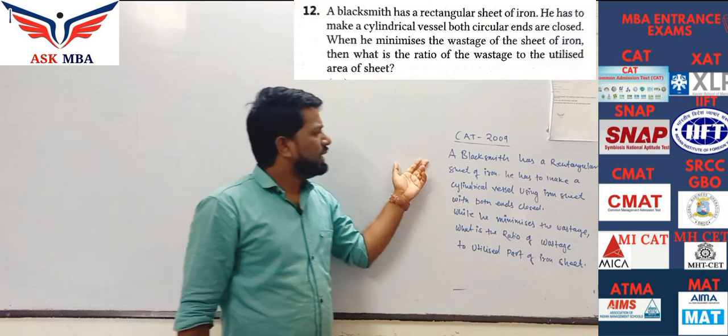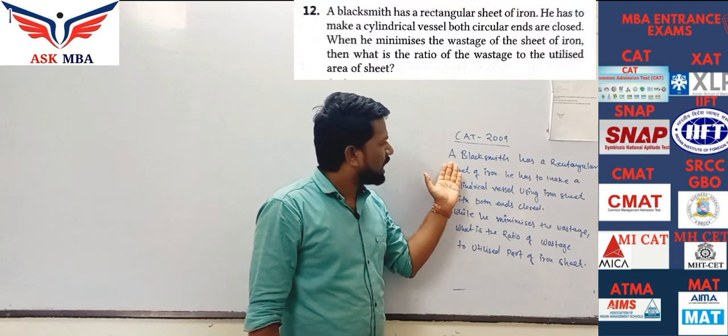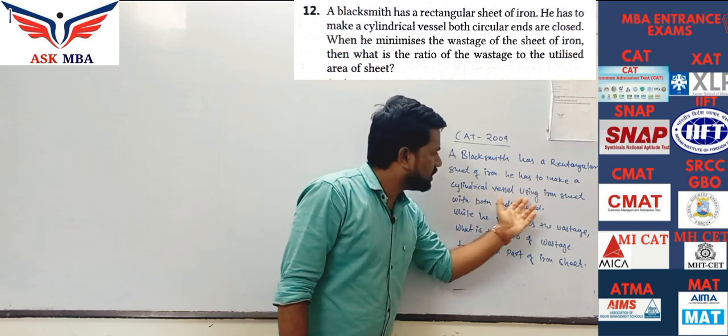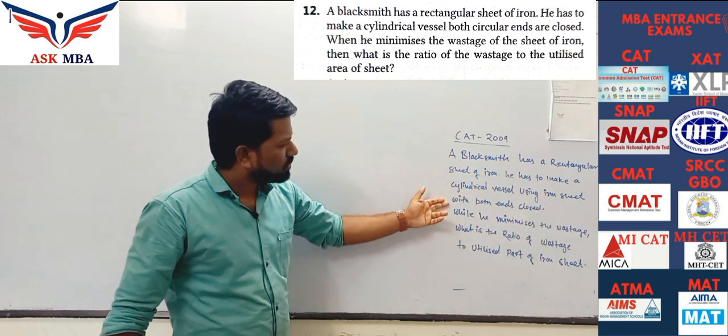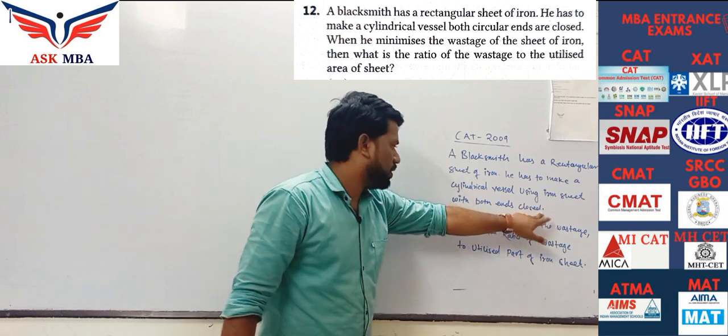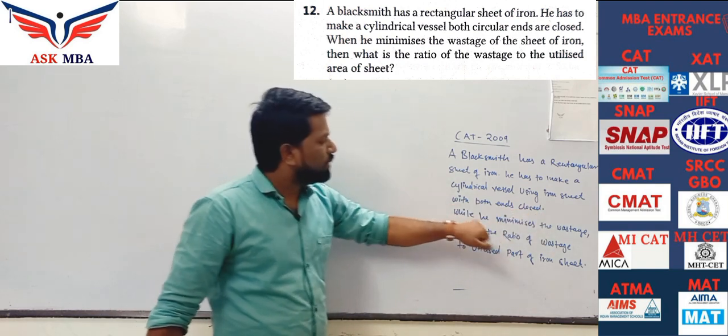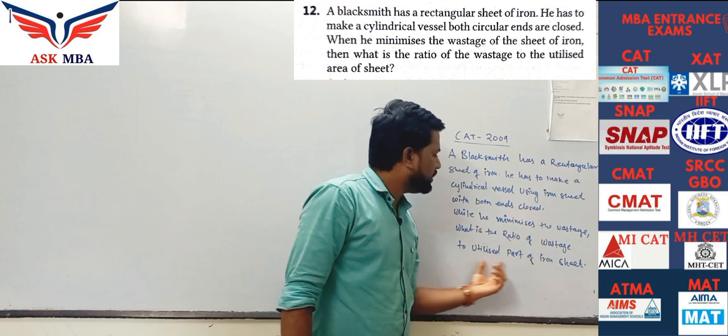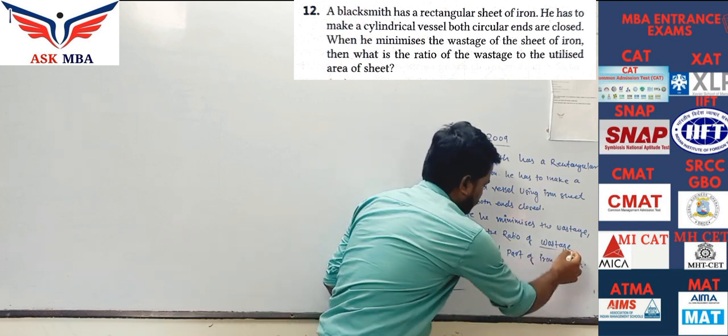Now let us see what this question has to say. A blacksmith has a rectangular sheet of iron. He has to make a cylindrical vessel using the iron sheet with both ends closed. When he minimizes the wastage, what is the ratio of wastage to the utilized part of the iron sheet?